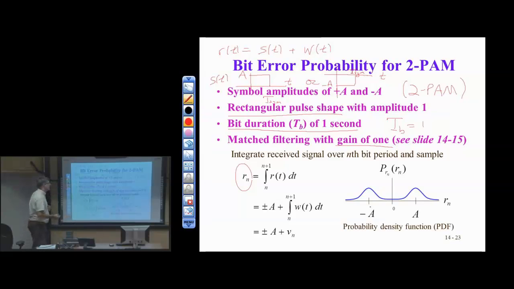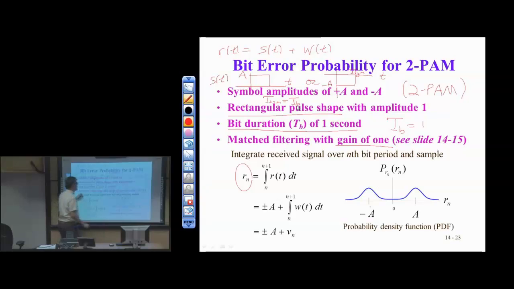So you send a bit of value 1 would be the one on the left, bit of value 0 is on the right. You can do the other way around as long as the receiver knows. So if I integrate S of t, remember the symbol time is the bit time.